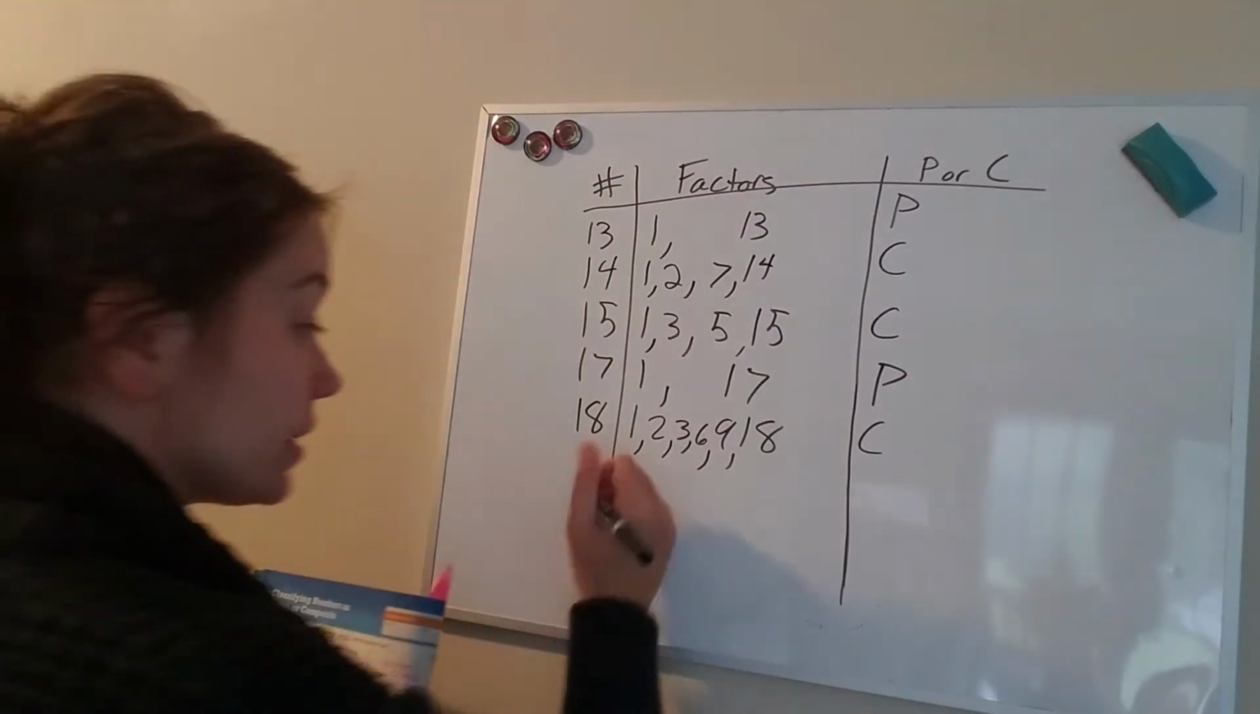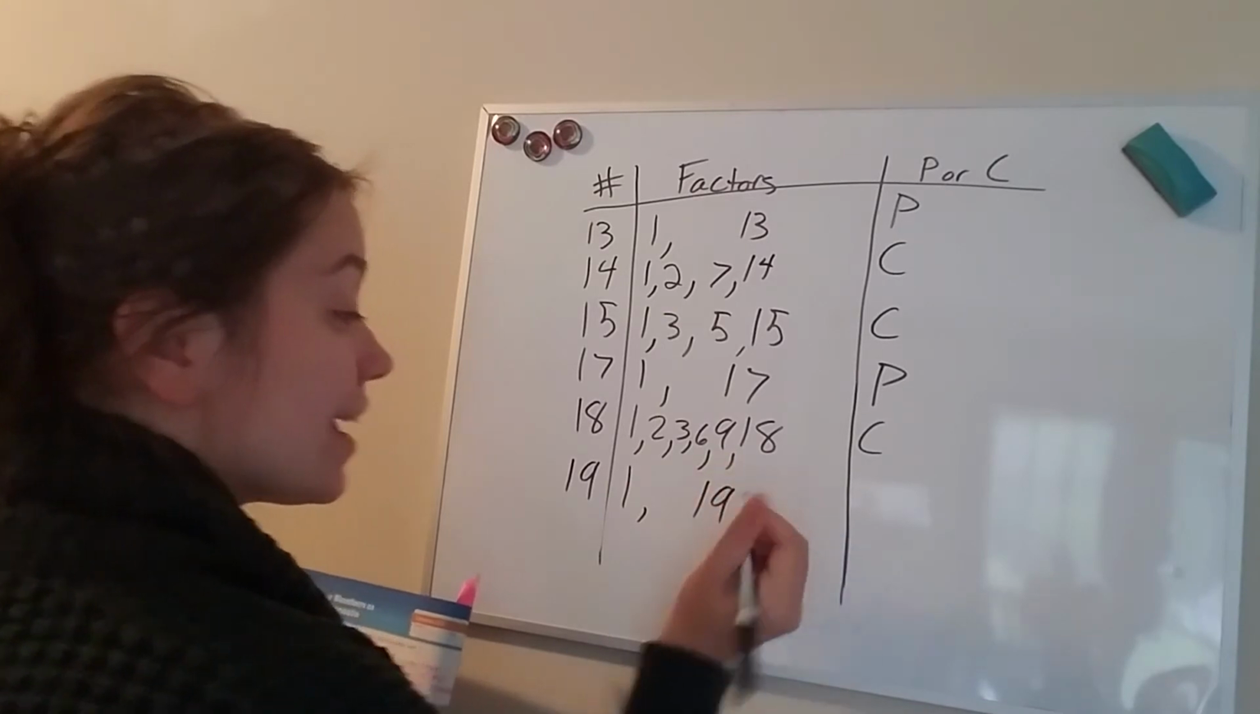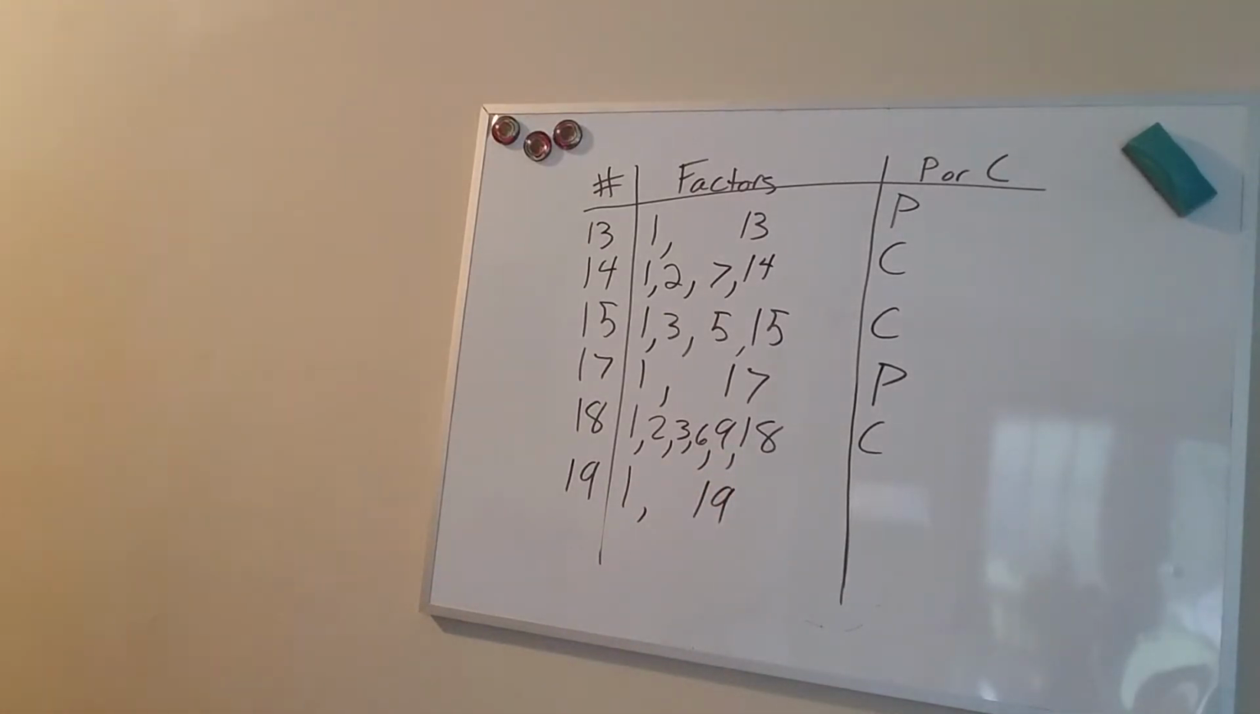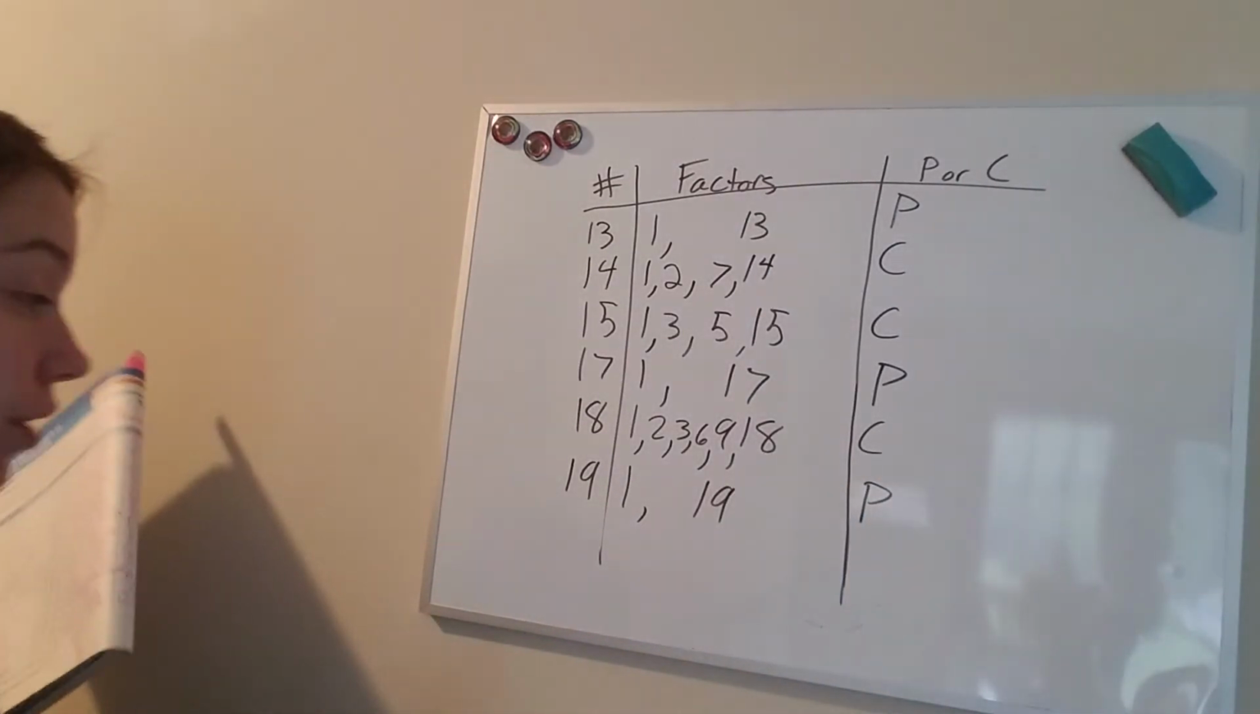And then we're at 19. With 19, we have 1 and 19. And is there any other number? Can 2 go in it? Can 3? Can 4? No, I'm just gonna let you guys know there's no other number we can multiply by to get 19, so it is a prime number.